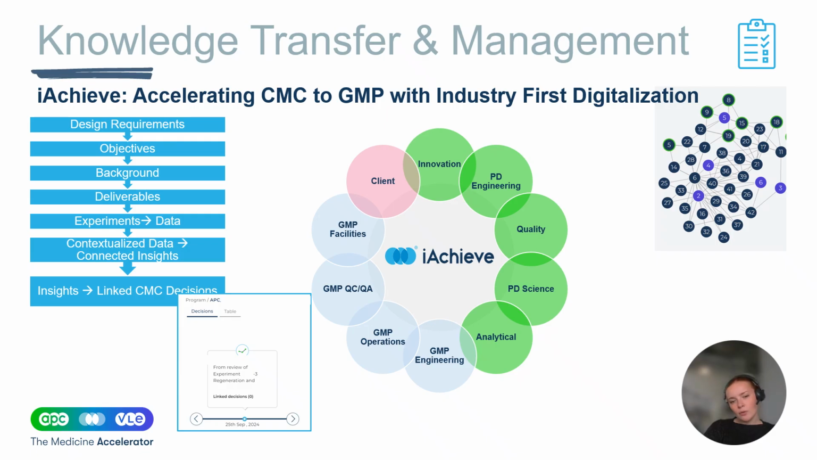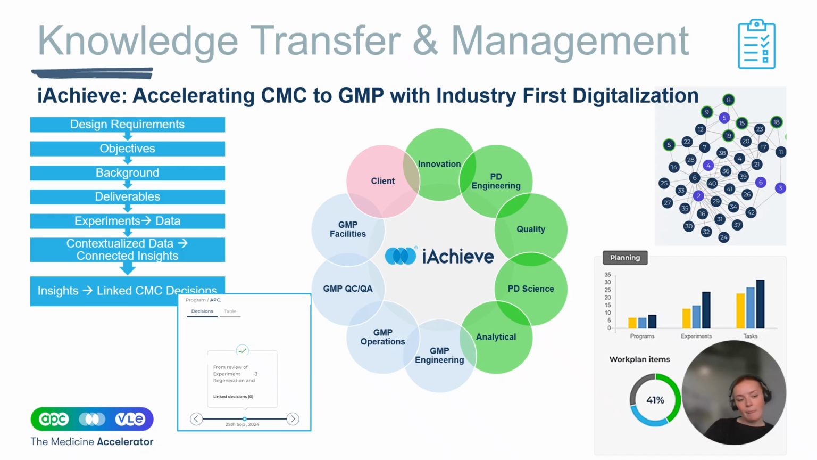This graph just shows what experiments are linked to each other on the platform. So you can see if you're performing an upstream harvest, how it's linked to your downstream first chromatography unit operation, for example. And you get that thread going through the medicine at each step. This is an example of a CMC decision, and then also around project planning, in terms of how many experiments are done, how many work plan items are completed.